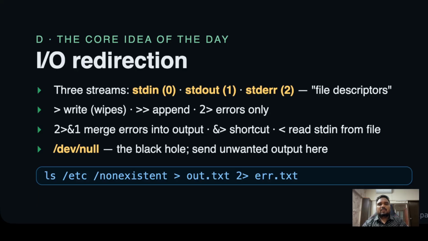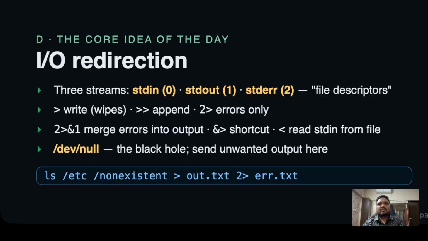A single greater than sign sends standard out into a file, but it wipes that file first. A greater than sign two times appends instead of wiping. 2 and a greater than sign redirects only the errors. 2, a greater than sign, ampersand 1 means send errors to wherever output is currently going. It merges the two streams. Ampersand and a greater than sign is a shortcut for exactly that.